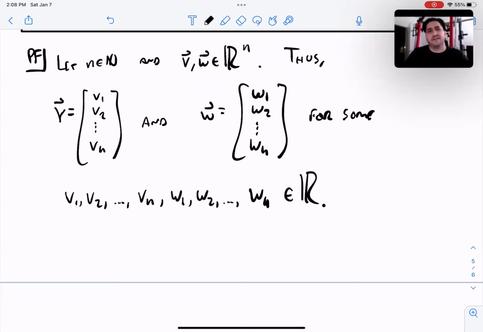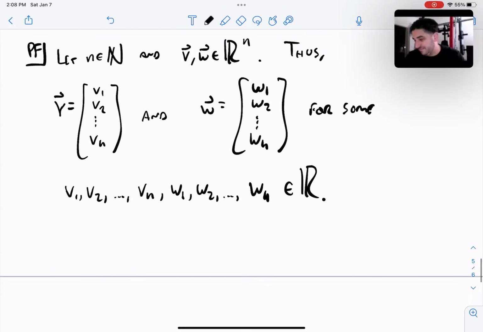Are they natural numbers? Yeah, n is, right? Are they real numbers? Yeah, the components of v and w are. V and w themselves are n-dimensional vectors, right? I've declared every single symbol that I'm going to use. This is a very standard and very essential part of proof writing, declaring all your symbols. There we go. Then what do I have next?